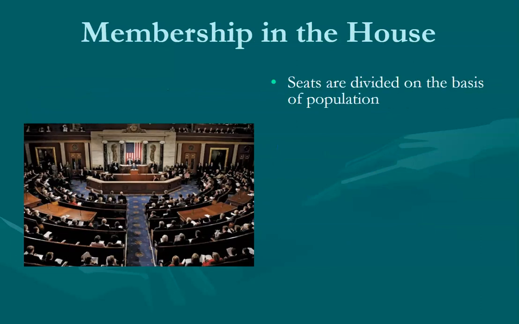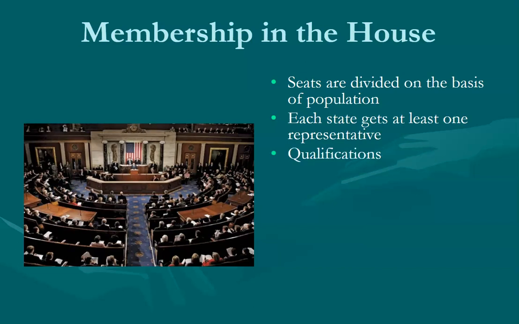Membership in the House. Seats in the House are divided on the basis of population. We've all learned that for a long time. Each state gets at least 1 representative. So even Wyoming, which I believe has less than 500,000 people, has 1 representative, and states that have more than that, such as Montana, have at least 1 representative.